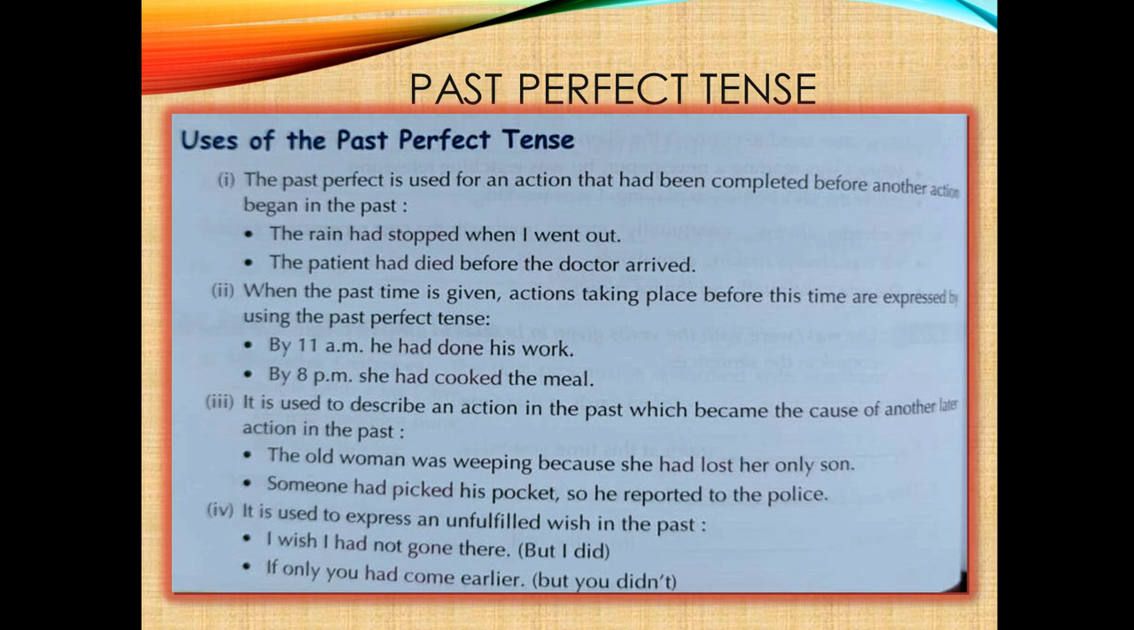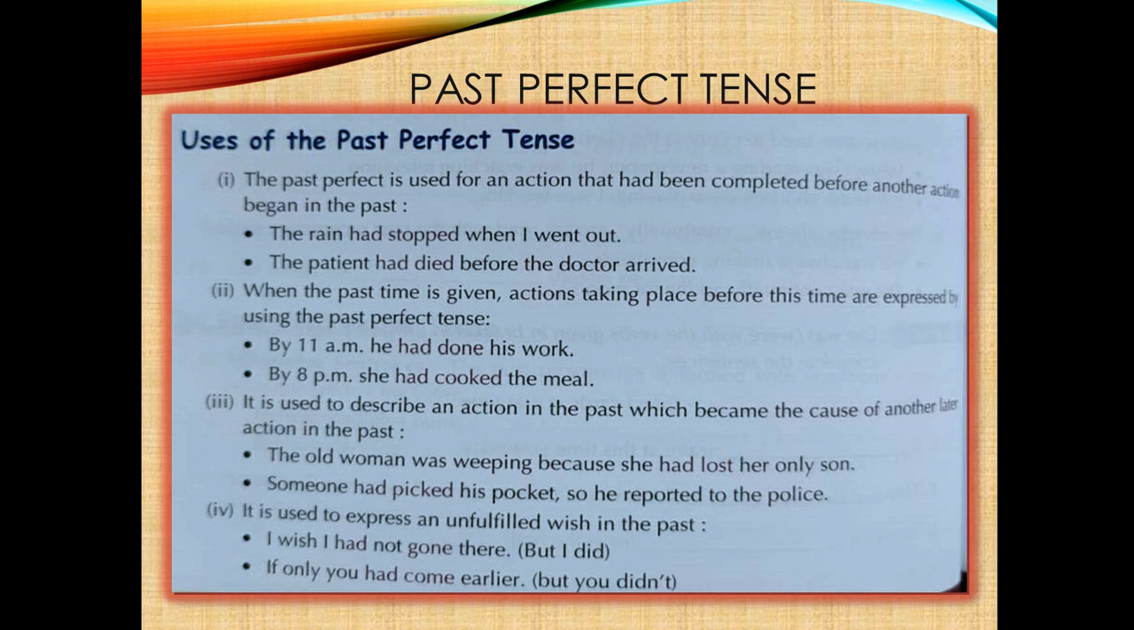It is used to describe an action in the past which became the cause of another later action in the past. The woman was weeping because she had lost her only son. Someone had picked his pocket, so he reported to the police. Now, an action in the past which became the cause of another later action in the past. Now, due to one action, the another action has taken place.